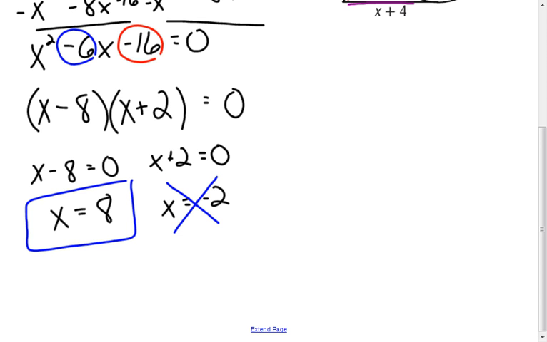And that's going to conclude my lesson or my examples on special segments in circles.